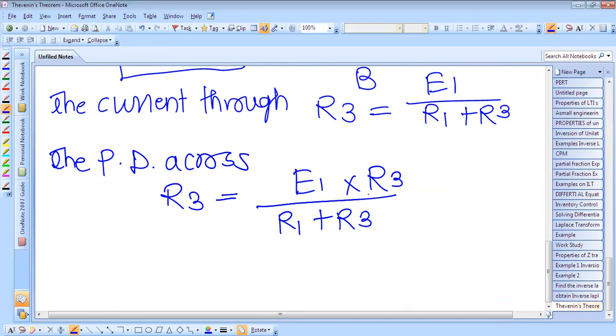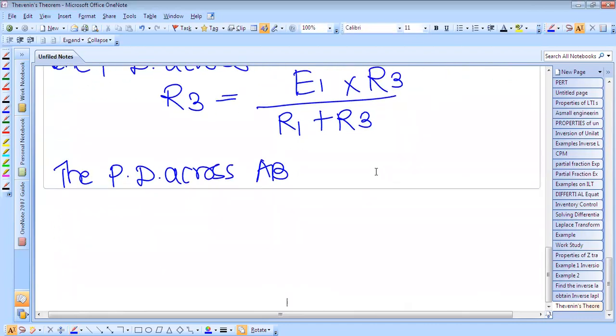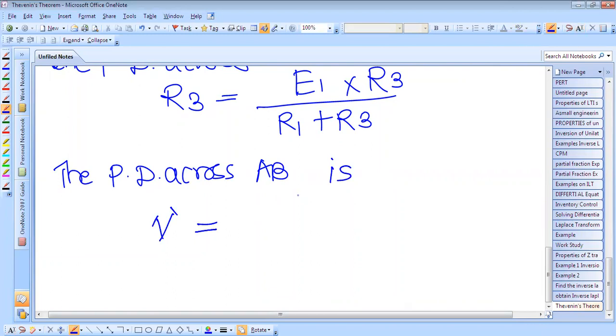So the potential difference across AB is, suppose, V, and this is also E1 into R3 divided by R1 plus R3. Okay.